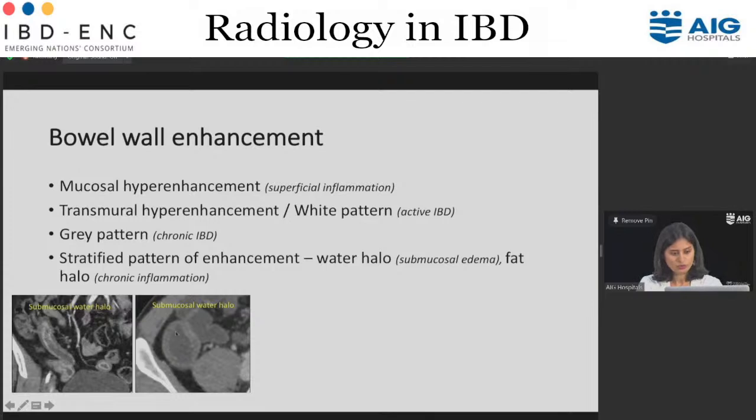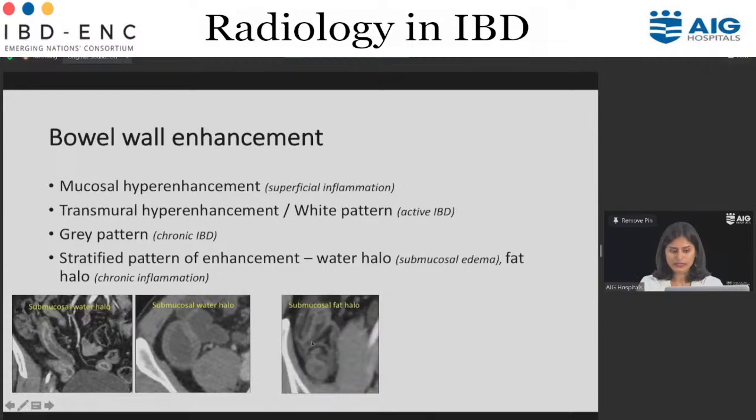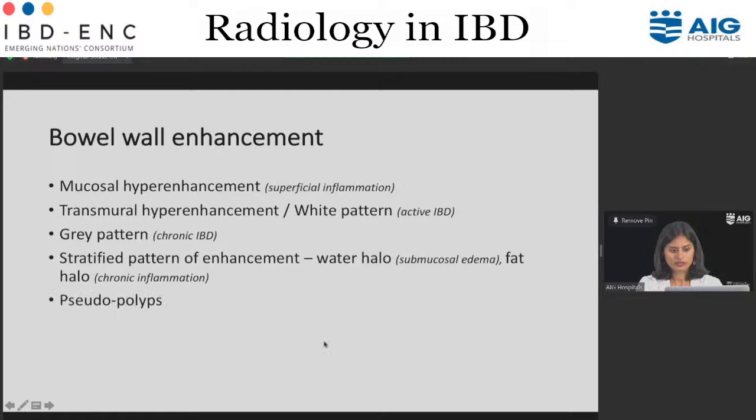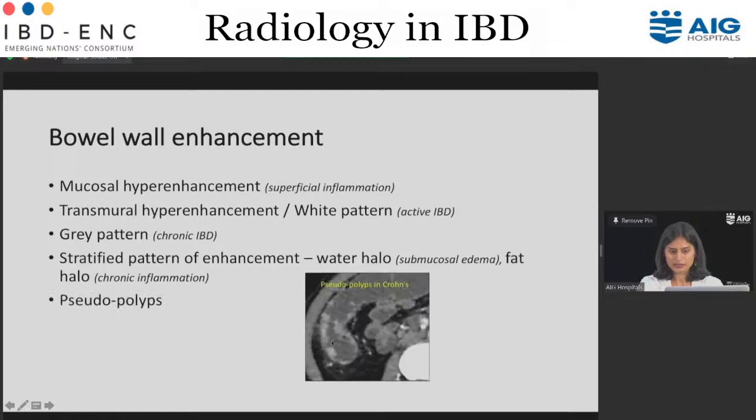The second image also shows the circumferential rim of submucosal hypodensity, which is also a submucosal edema, but without thickened bowel wall, thickened mucosa or hyper-enhancing bowel wall. The third image shows a submucosal fat halo. That means there is fat deposition in the submucosa, which suggests there is chronic inflammation. Occasionally, we can also see pseudopolyps, which essentially represent residual mucosal islands which are hyper-enhancing when the rest of the mucosa is denuded.